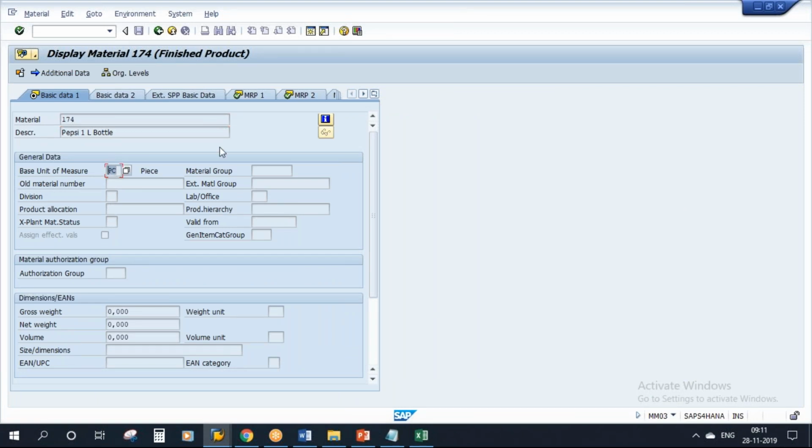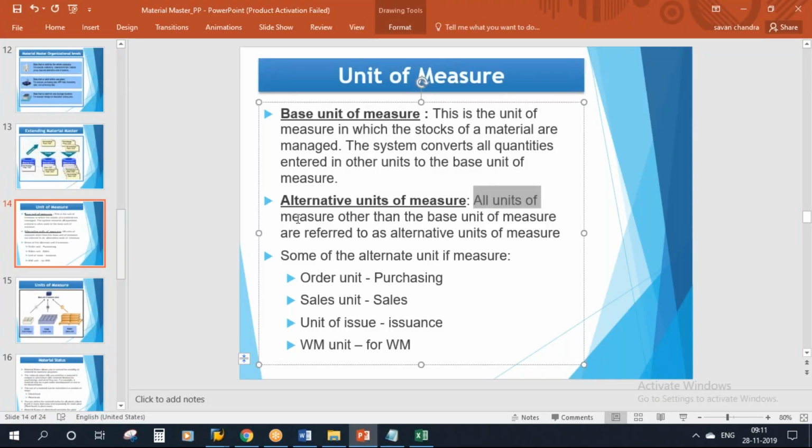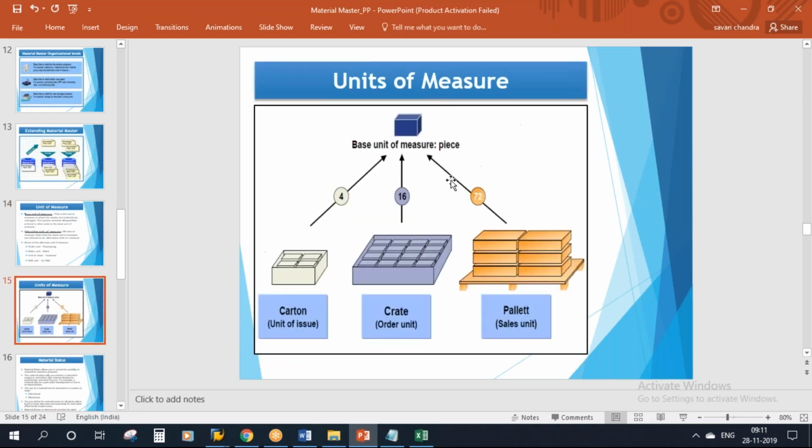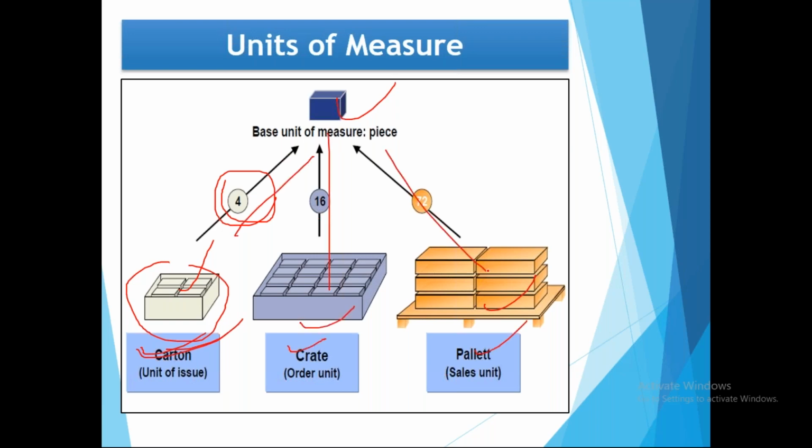Okay, now what is the alternate unit of measure? All units of measure other than the base unit of measure are referred to as alternate units of measure. Suppose the base unit of measure is pieces, but when you are issuing to the customer, you issue it in cartons. Each carton will contain 4 pieces. Then this is an alternate unit of measure. These are all alternate units of measure: carton, crate, pallet, and you maintain the conversion factor.